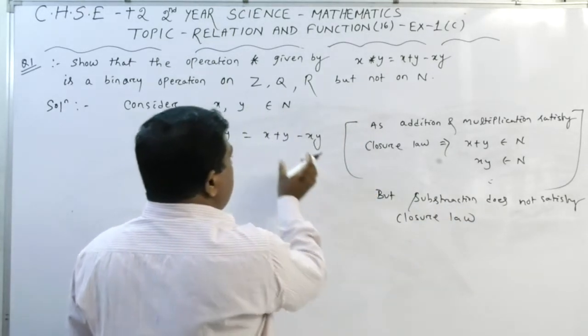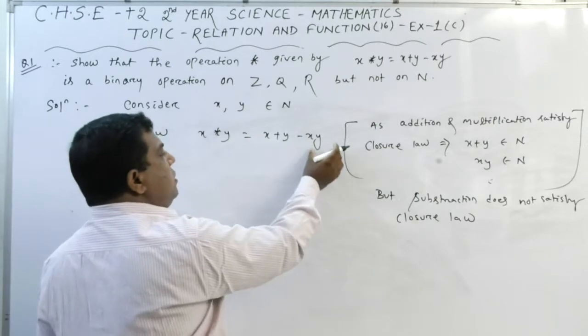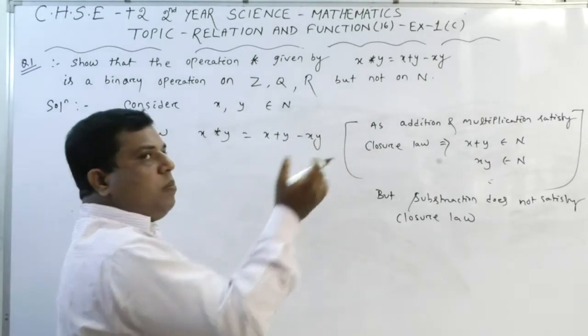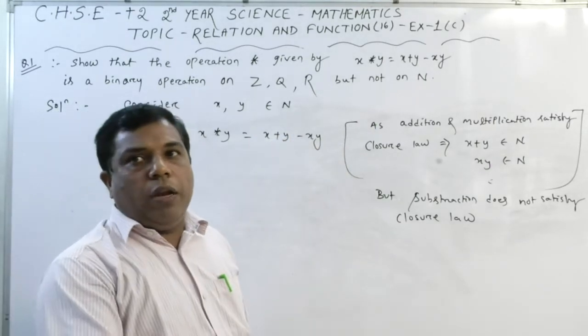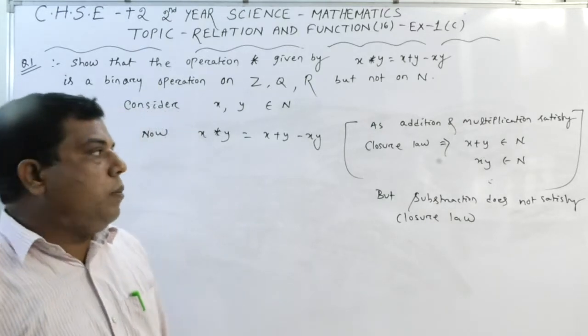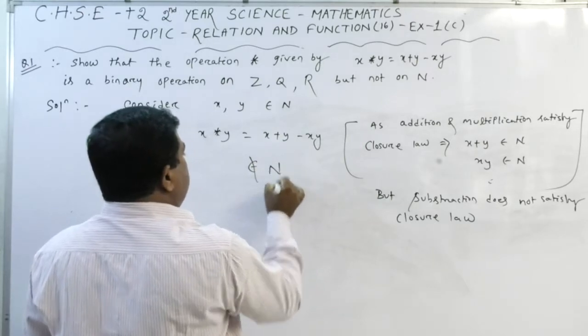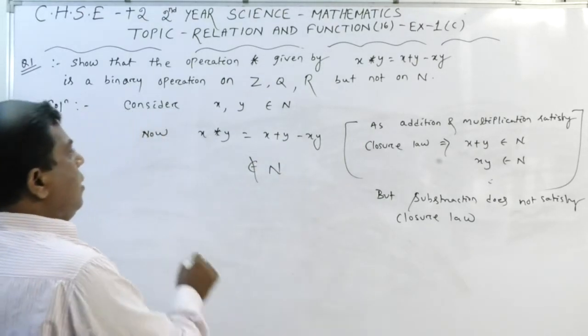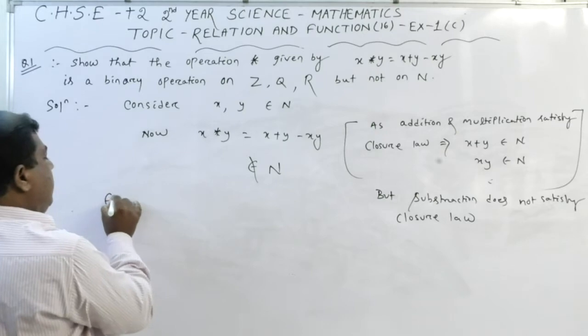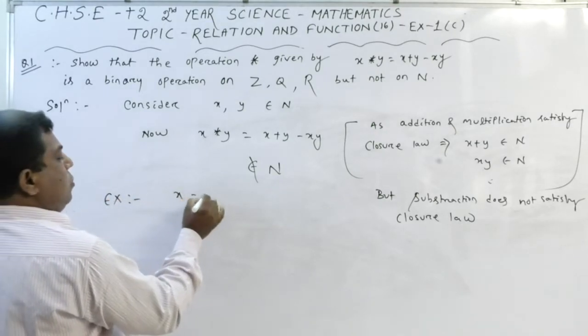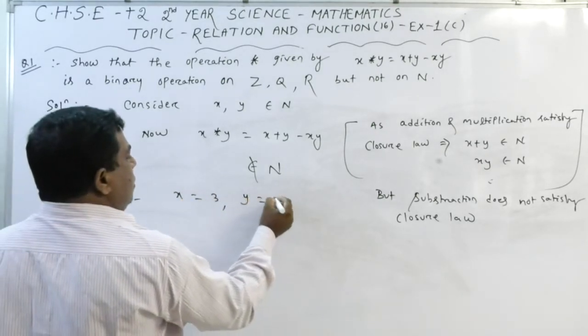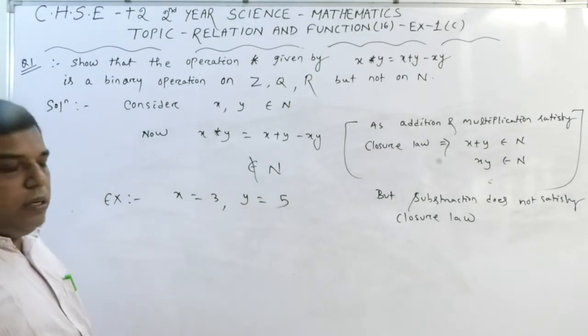Therefore, this result, this is a natural number, this is a natural number, but the difference of two natural numbers may not belong to the set of natural numbers. So it does not belong to N. Clear? Therefore, as an example, I am taking, suppose x equal to 3 and y equal to 5. Okay, my dear students.